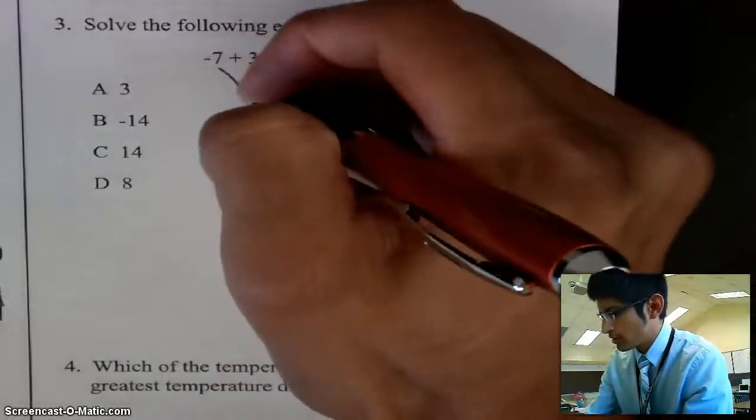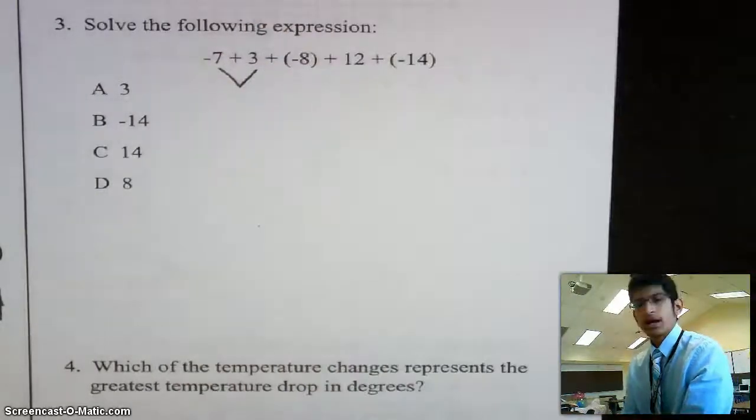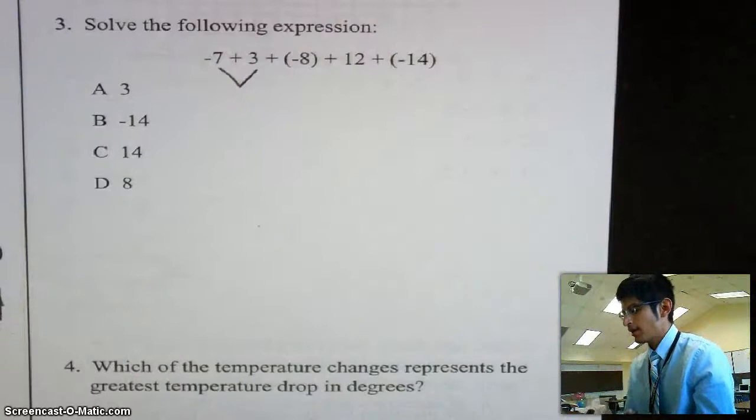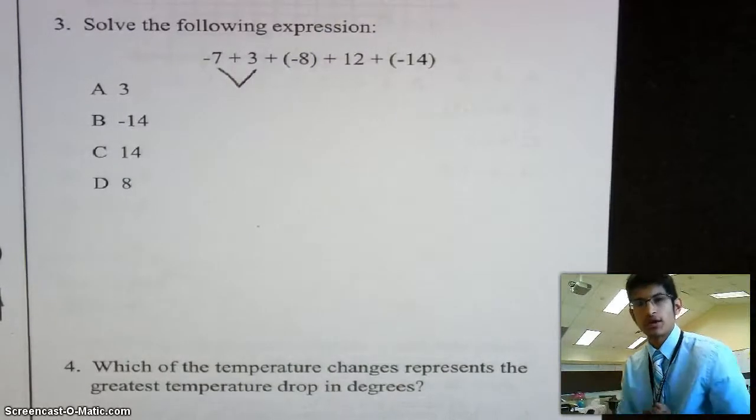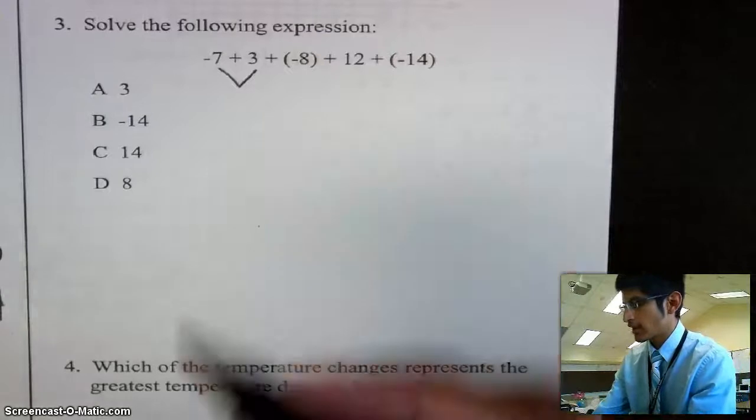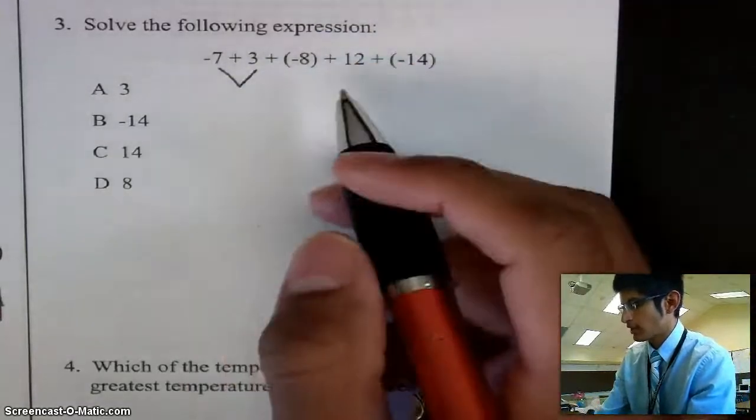All right, on the next one, we want to go left to right. So I'm going to go negative 7 plus 3. Since I'm adding negatives and I'm adding positives, that's going to make 0 pairs. And when you make 0 pairs, you actually take away. You subtract. So I subtract these 2 numbers. 7 minus 3 is going to be 4.